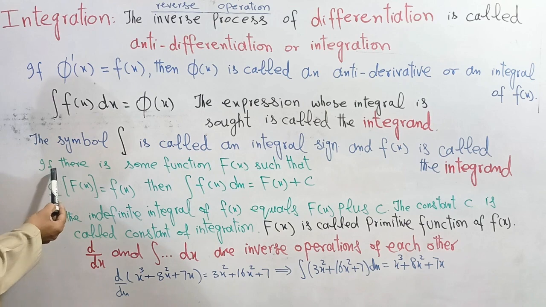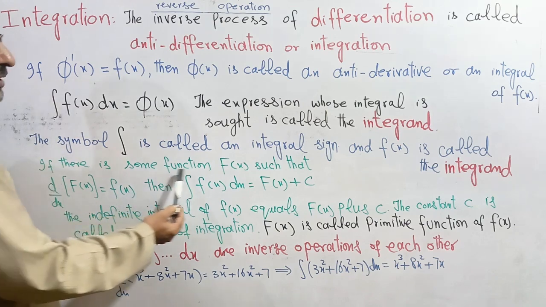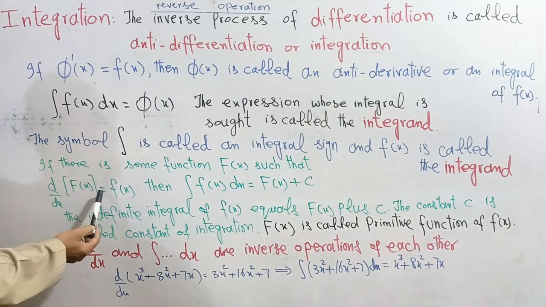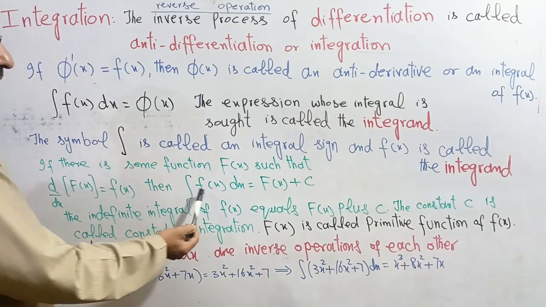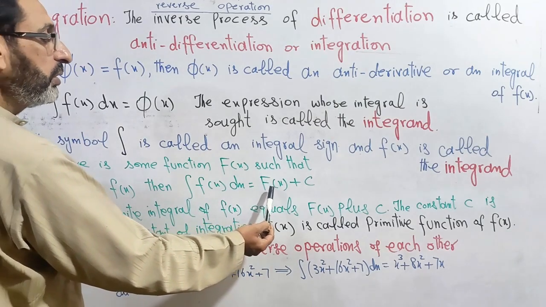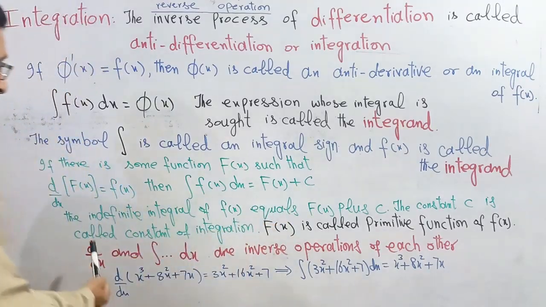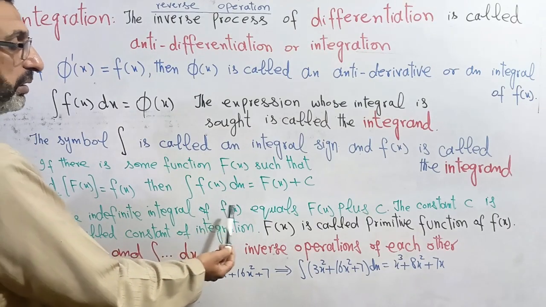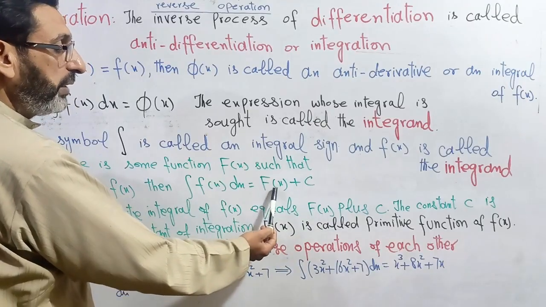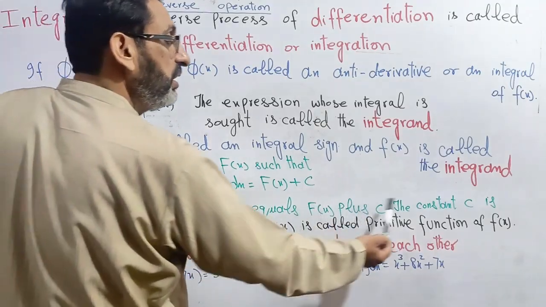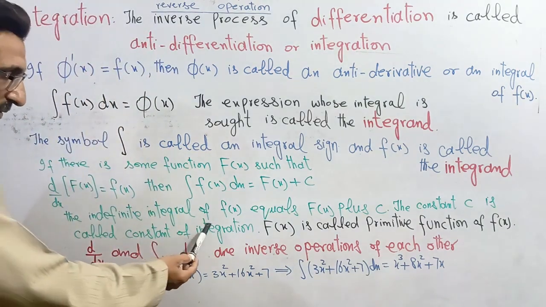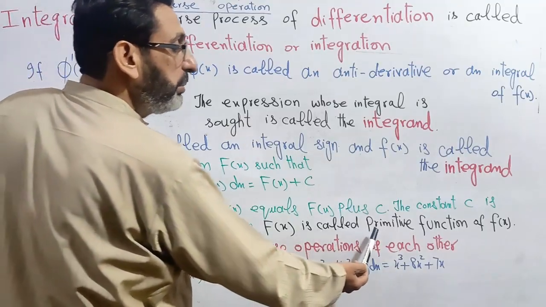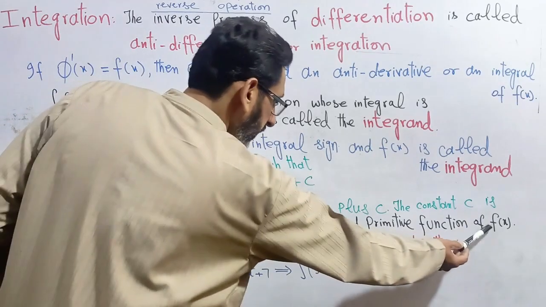Explaining this in another way: if there is some function capital F of x such that the derivative of capital F of x is equal to f of x, then integral f of x dx is equal to capital F of x plus c. The indefinite integral of f of x equals capital F of x plus c. The constant c is called the constant of integration. F of x is called the primitive function of f of x.